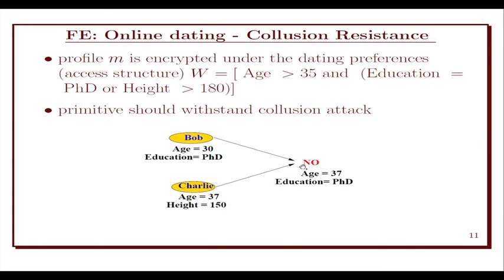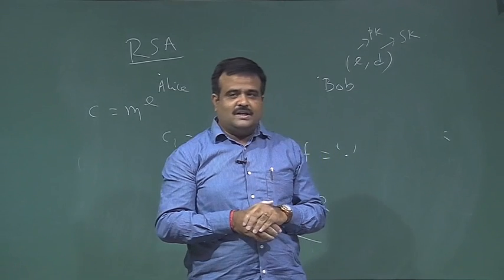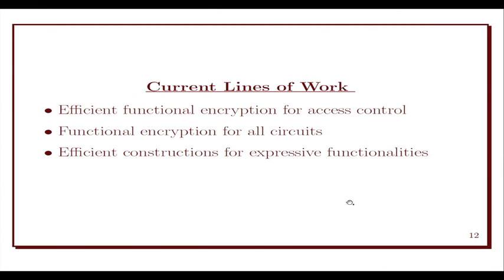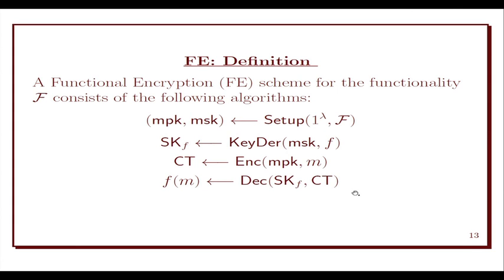If they both combine, Charlie and BOP, then they satisfy all the properties, but we do not want this to happen. This is a collision attack. So, we want to prevent the collision attack in our functional encryption scheme. Okay. So, the current lines of work in functional encryption are: efficient functional encryption for access control, functional encryption for general circuits, and efficient constructions for expressive functionalities.